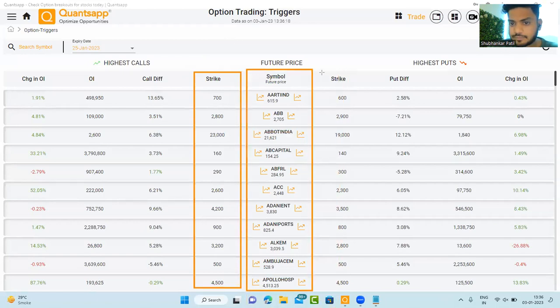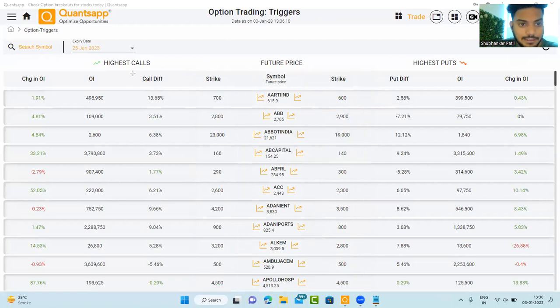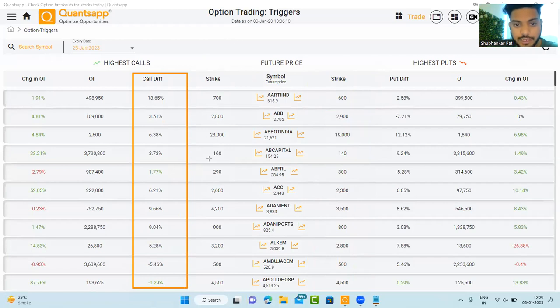What the stock is, and of that stock where the highest put strike is. And then it will also show you its call difference. So what is call difference? How far the stock is, right, from its highest call. How far the futures price is from its highest call strike. It is shown to you by call difference.